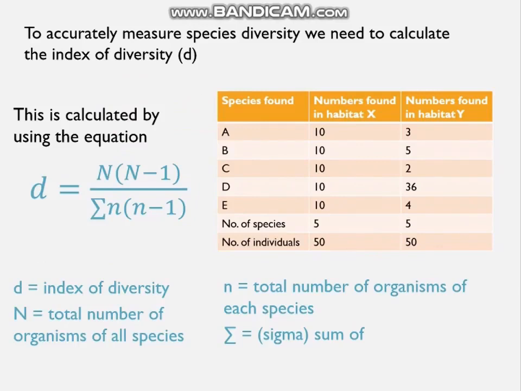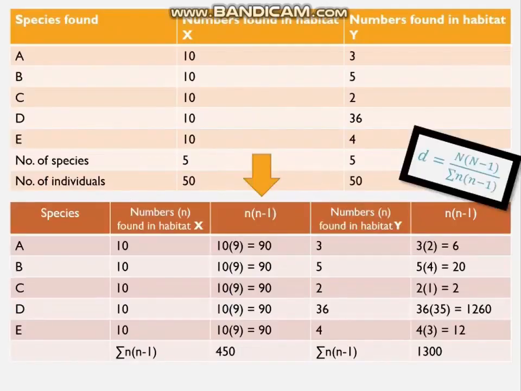In order to measure species diversity, we need to calculate the index of diversity. We do this using the following equation, and we will calculate an index of diversity for each habitat separately. The easiest way to start is by adding extra columns to our table of data. n equals the total number of individuals of each species, and we have this data already. So we create a column for this part of the equation, n multiplied by n minus 1.